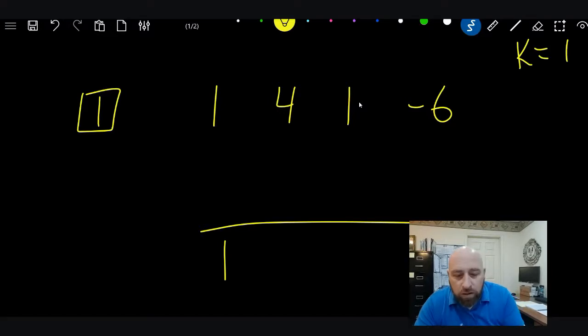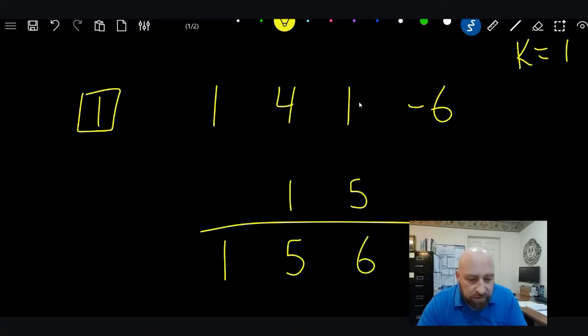And then I say 1 times 1 is 1. And then I add 4 plus 1 is 5. 1 times 5 is 5. 1 plus 5 is 6. 1 times 6 is 6. -6 plus 6 is 0. So that is a good factor. So that means that that one factored out because we had no remainder there at the end.